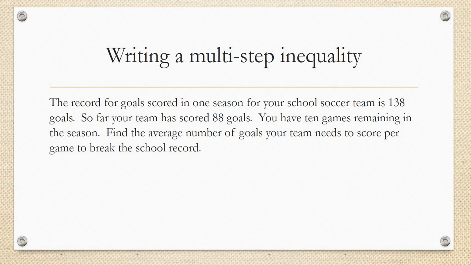Okay, the record for goals scored in one season for your school soccer team is 138 goals. So far, your team has scored 88 goals. You have 10 games remaining in the season. Find the average number of goals, so I'm looking for number of goals, your team needs to score per game. Remember, we talked about this word per meaning to divide. So I'm looking for how many goals do we need to score per game to break the school record.